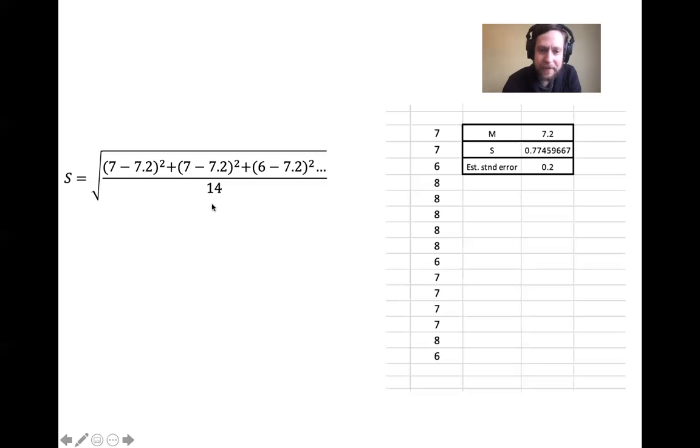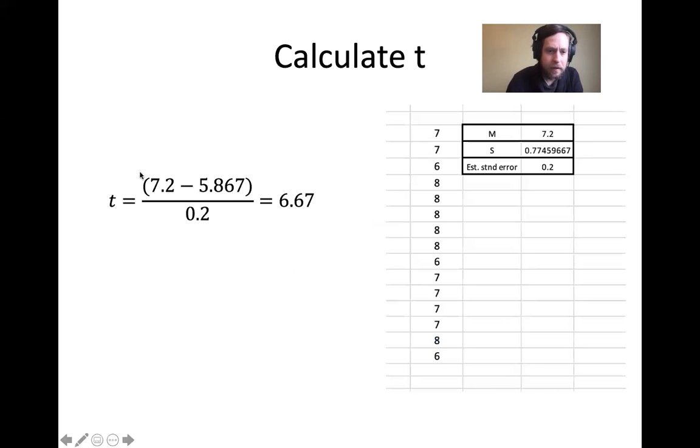So sample standard deviation uses n minus 1, but when you're doing estimated standard error, you just use regular old n, square root of n to be exact. And that calculates the estimated standard error. Then you plug all this into our t equation to calculate t.